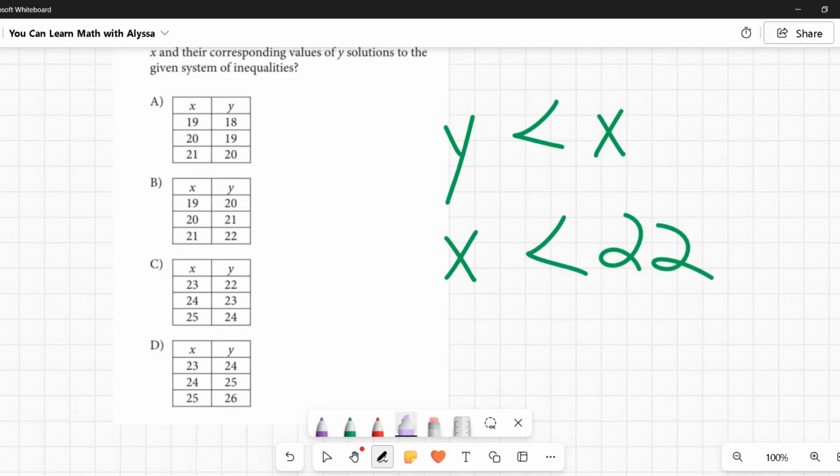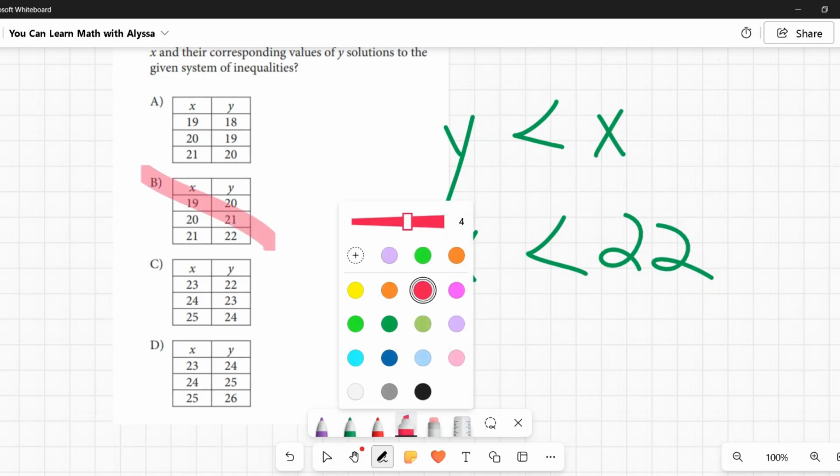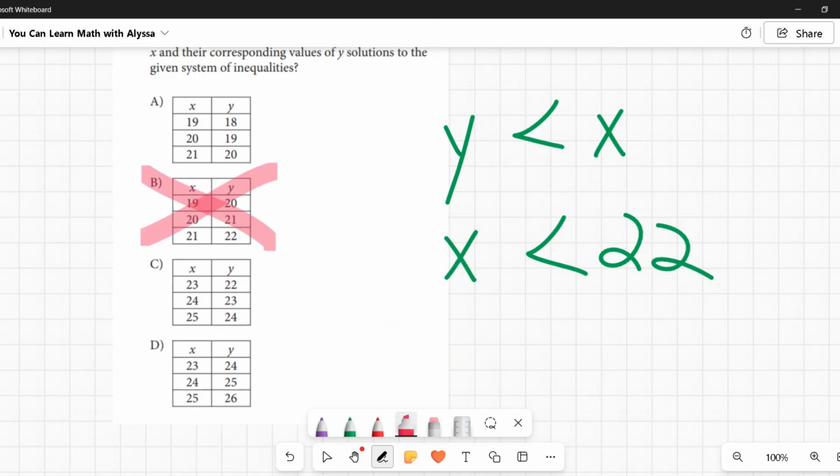All right, next one, right off the bat, 19, 20. Is y less than x? Nope. That one's out. I don't know if this purple is showing up. Let's change this to a darker. There we go. That one's out. All right, C. Here is y less than x, 22, 23, 23, 24, 24, 25. Yes. Okay, that one's still in the running. And D, 24, 23. Oh, don't have to go any further. 24 is not less than 23. That one's out.